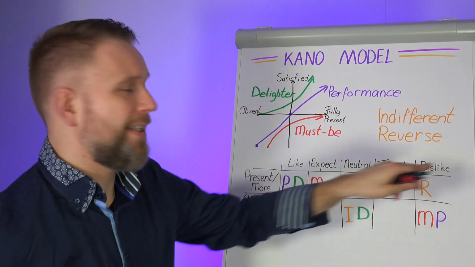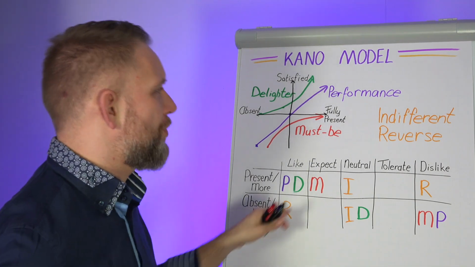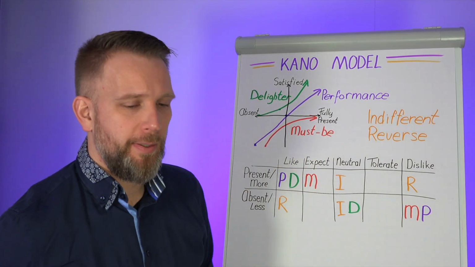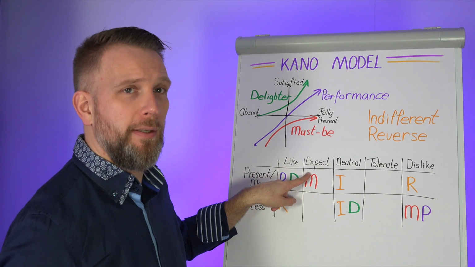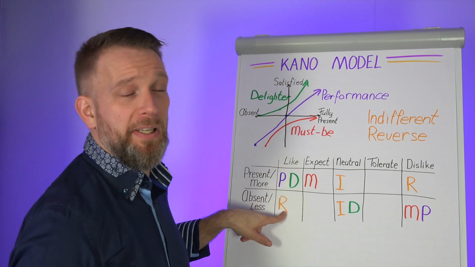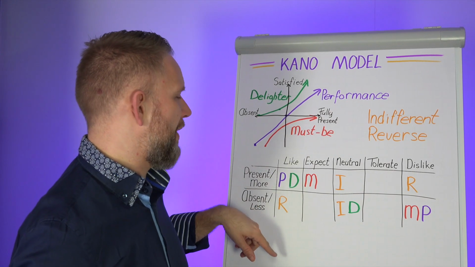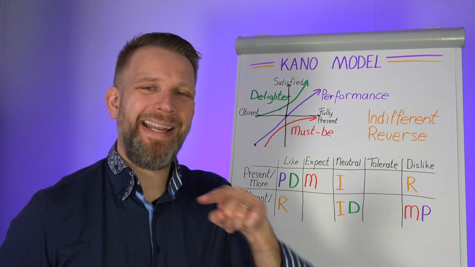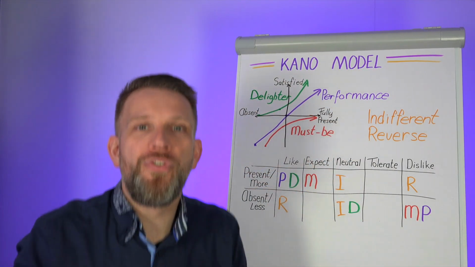When I dislike it being present and I like it being absent, we have got a reverse characteristic. Now, you also do these two questions because if you get, I expect it to be present and I like it to be absent, this is nonsense. Or like to be present, expect to be absent, well, that is not really a good answer, right? They didn't really understand the question.